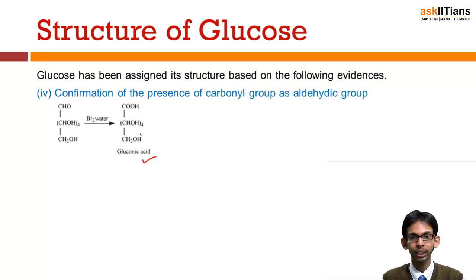So up to this we got 3 points. First, it has 6 carbon atoms, second, it has a carbonyl group, and third, the carbonyl group is an aldehyde.